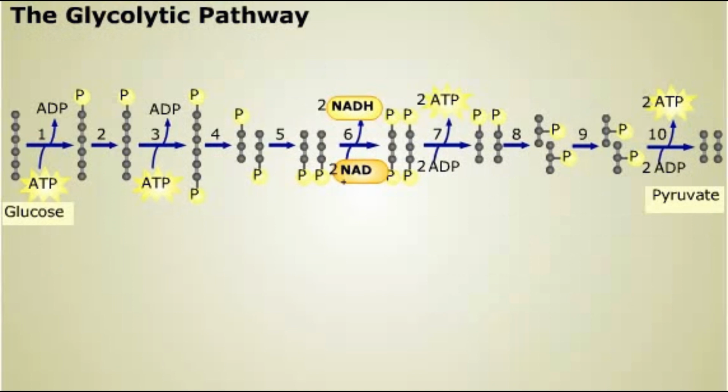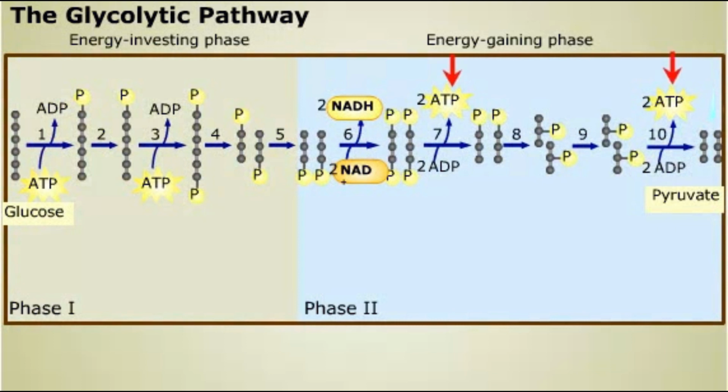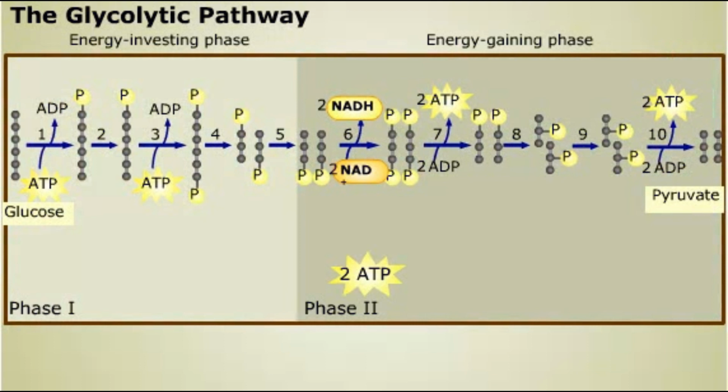Glycolysis takes place in the cytoplasm. It consists of 10 reactions that convert glucose to pyruvate. These reactions can be divided into 2 phases. The first phase is the investment phase, and ATP is consumed. The second phase is the payoff phase, and ATP is generated. There is a net generation of ATP. 2 ATP molecules are generated for every glucose molecule entering glycolysis.